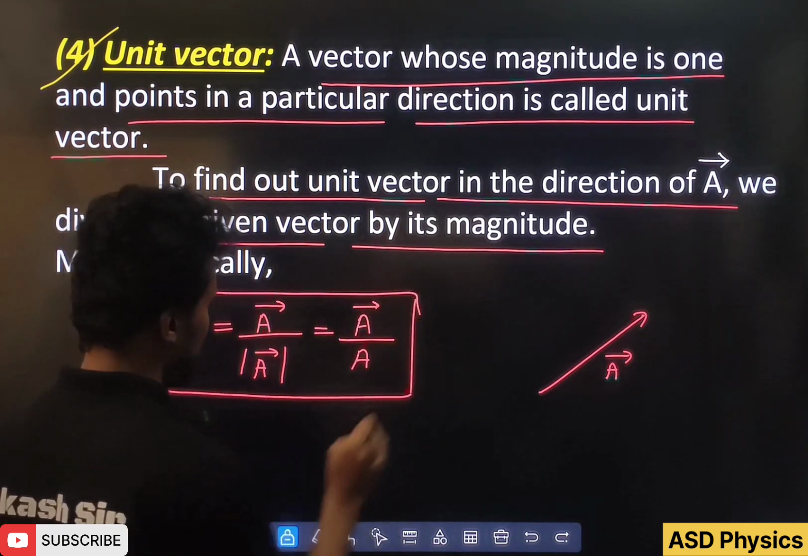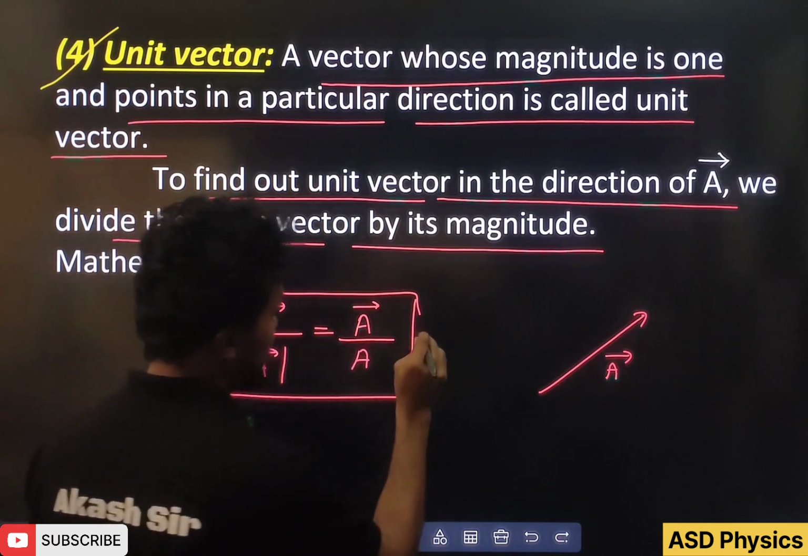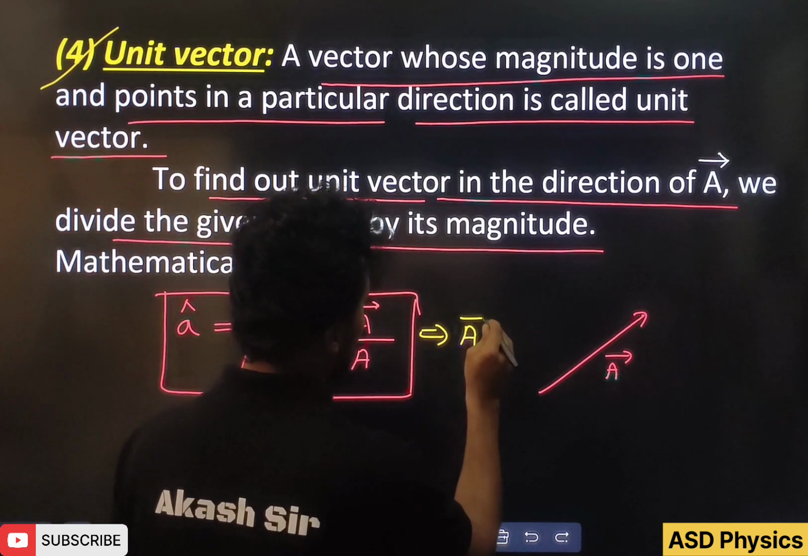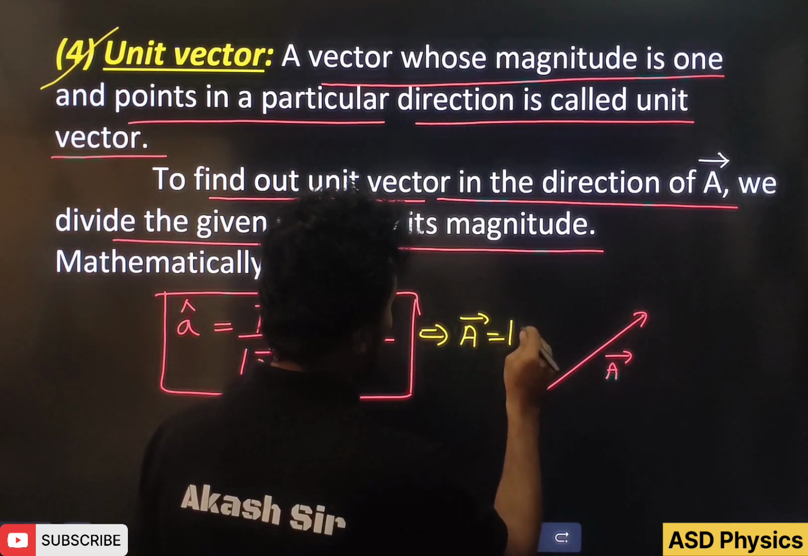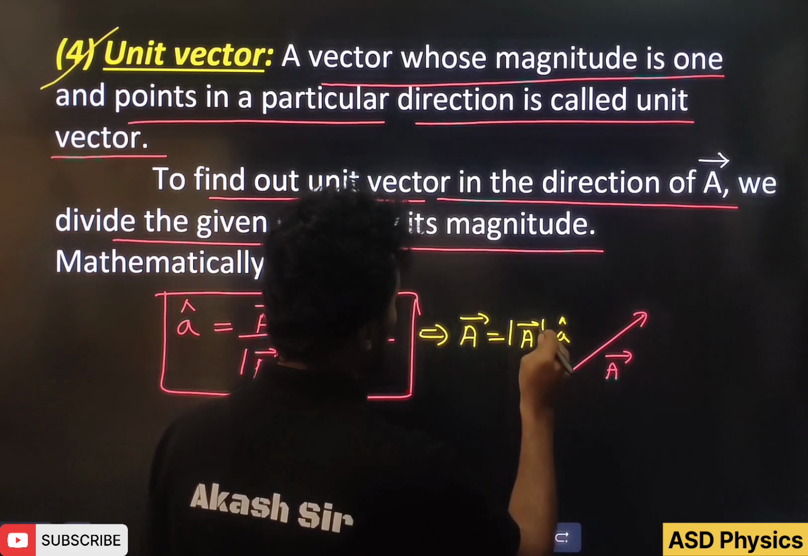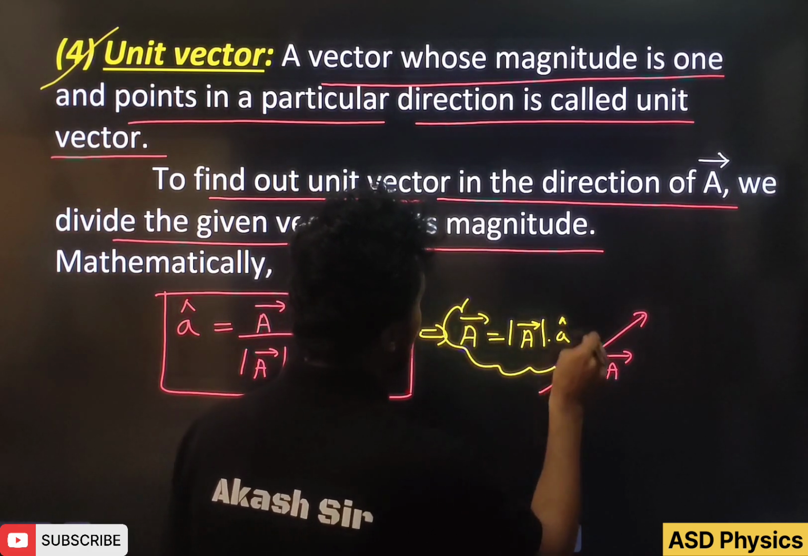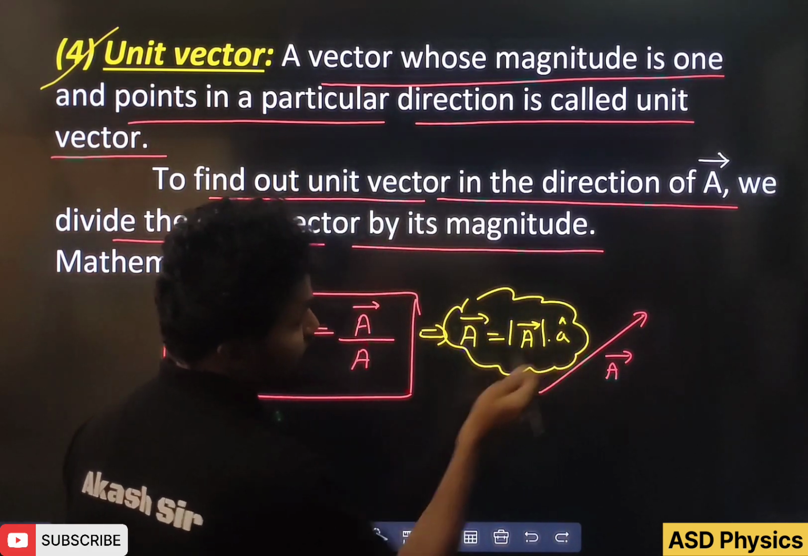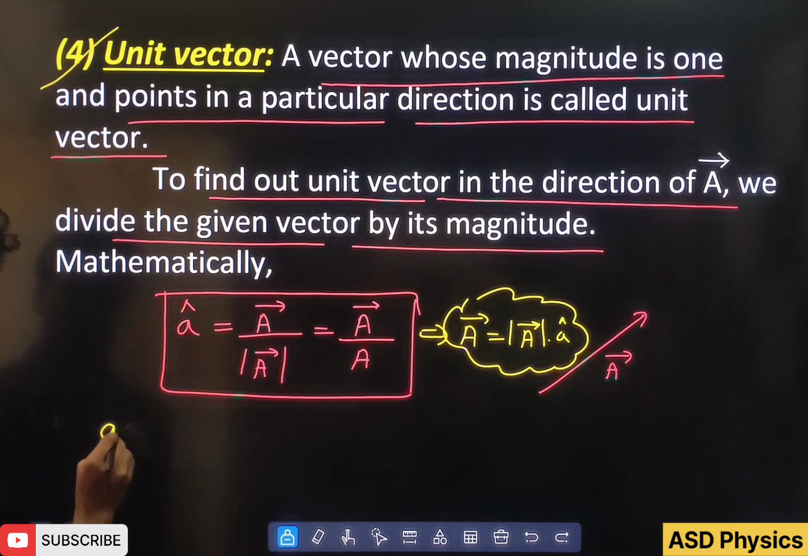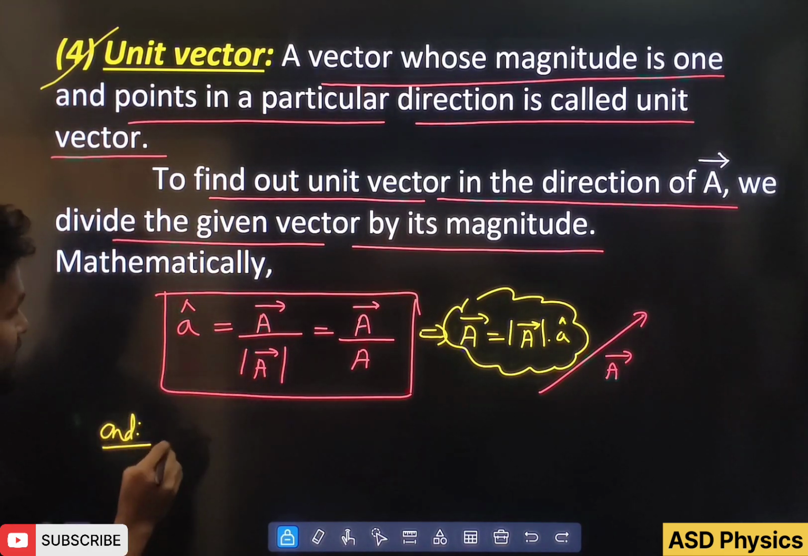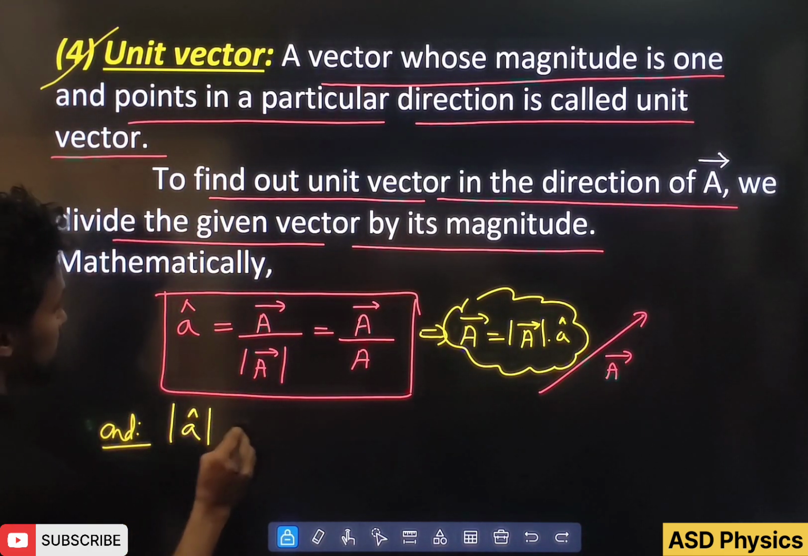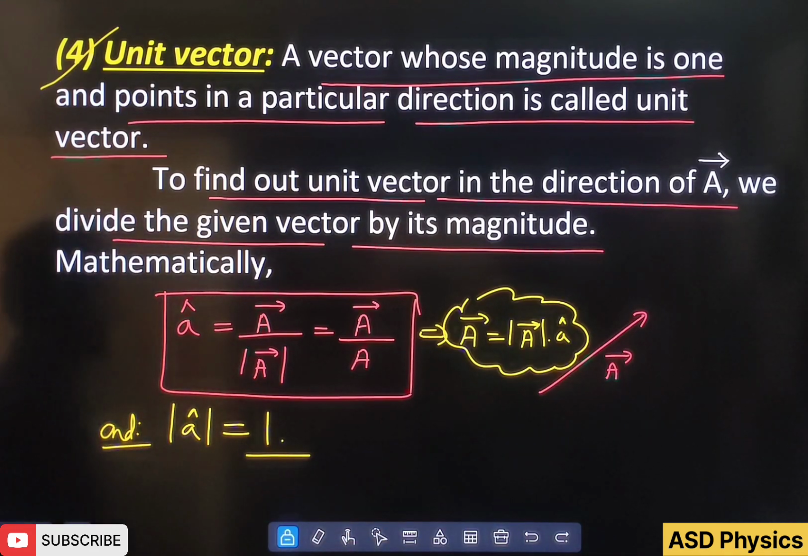After that, we can simplify a little. We can write vector A equal to mod of A into A cap. That means any vector is represented by magnitude and direction. And what is the magnitude of the unit vector, mod of A cap? This is 1. Very easy.